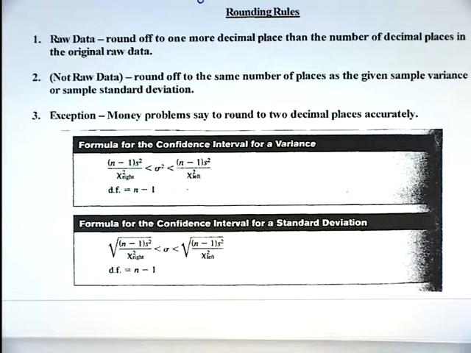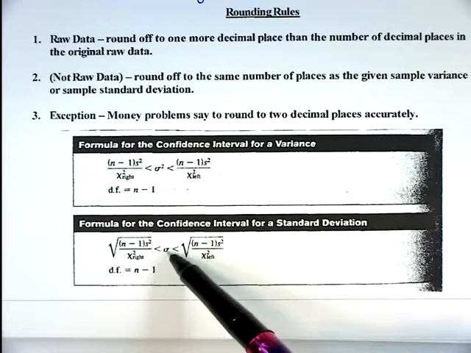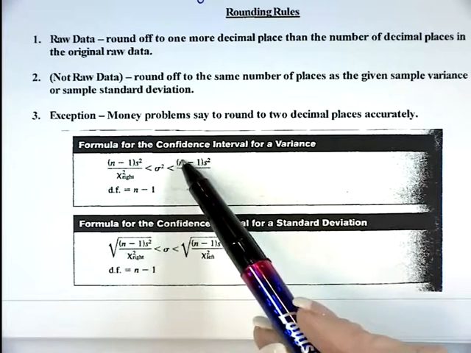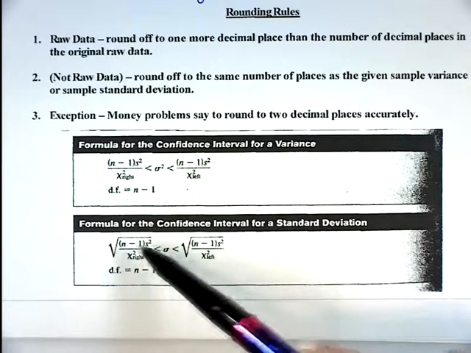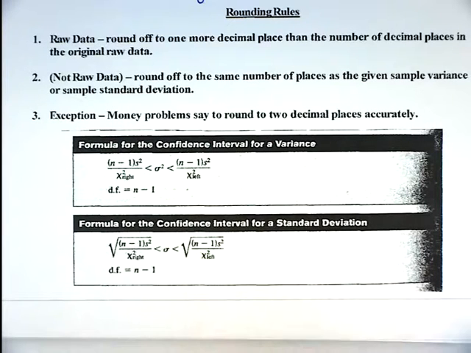For confidence intervals for true standard deviation, sigma is in the middle. The only difference between this formula and this formula, this is for true variance, this is for true standard deviation, is that we take the square root of the lower and the upper.